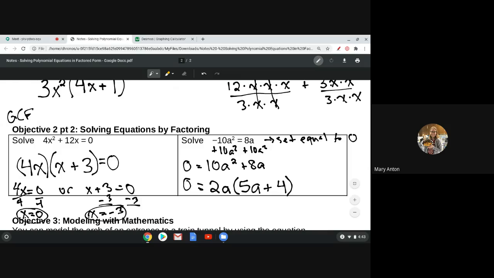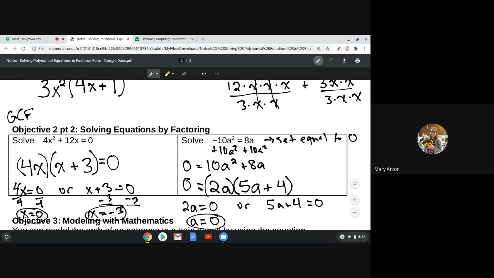All right, so now we have 2 terms, so we can use our 0 property. So this means that 2a has to equal 0, or 5a plus 4 has to equal 0. So on the left, 2a equals 0. This means that a is 0.